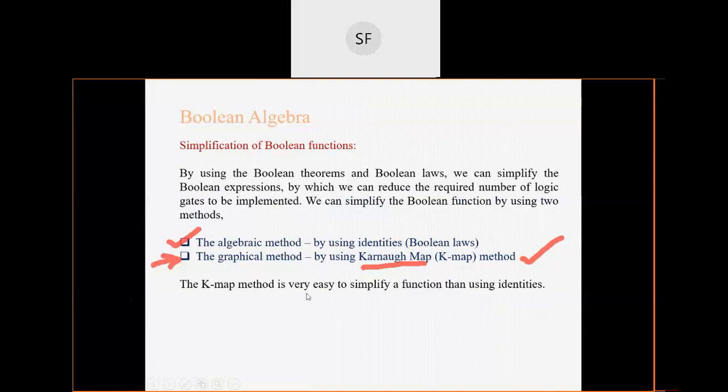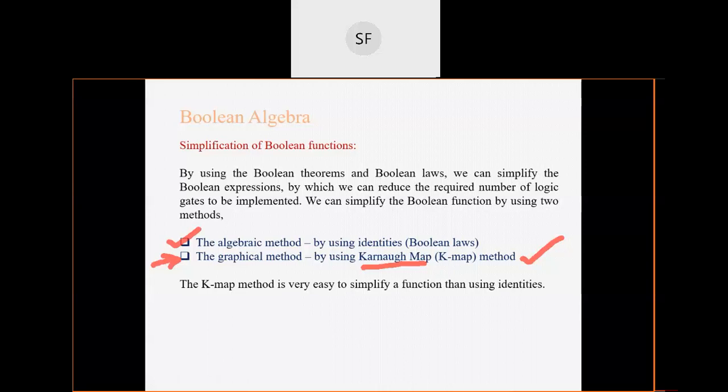Here there is no need to do any calculation at all. We will see that in K-map. It is in your syllabus and very important. 1 or 2 problems will always be there in the examination on K-map. K-map was given by the scientist named Karnaugh, so that's why it is called Karnaugh map or K-map.